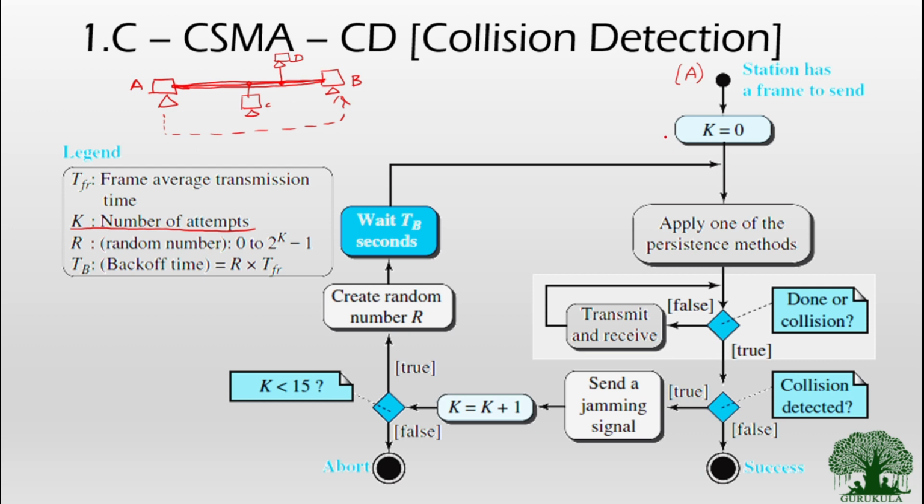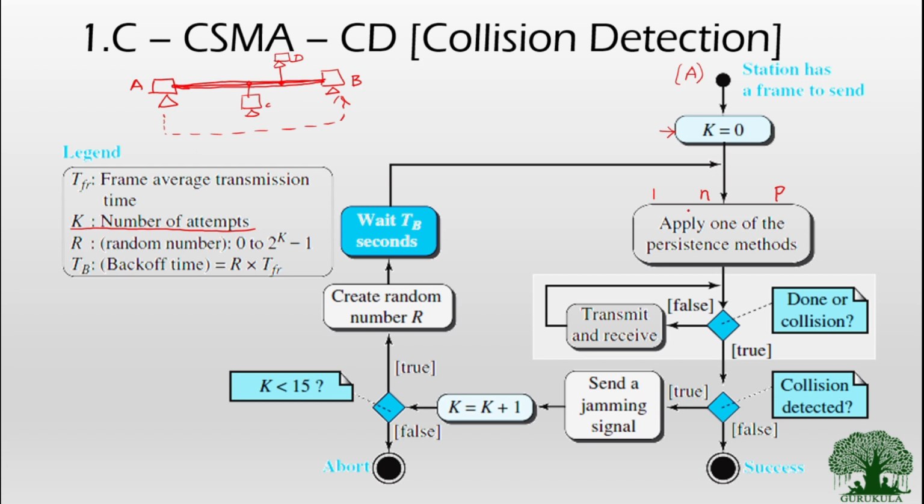Since this is the first transmission, we will initiate the k value equal to 0, and then in the second stage I will have to apply one of the persistence methods. In our previous videos we have discussed three persistence methods: the one persistent method, the non-persistent method, and finally the p persistent method. All these persistence methods come under CSMA, and each has different behavior, as discussed in the previous video.